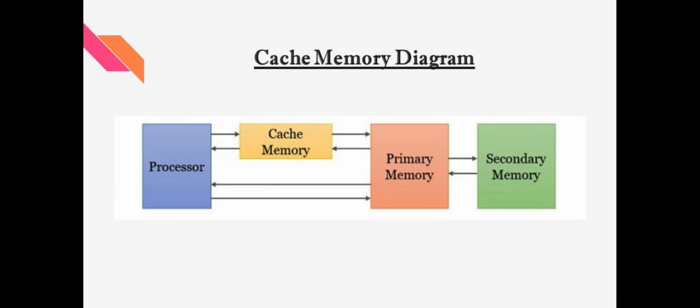Thus, we can conclude that the cache holds frequently used data. So whenever the processor requires the data, the next time it can access it from the cache at a much faster rate. Hence, we can say that the cache acts as a buffer between the main memory and the processor.